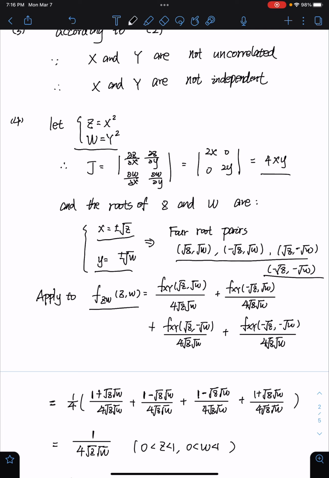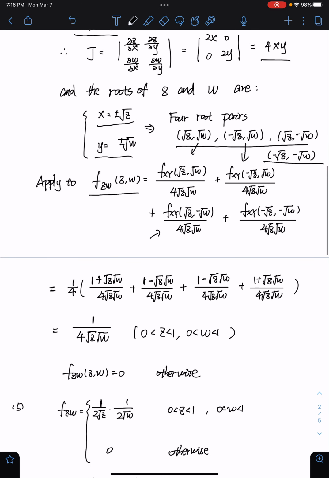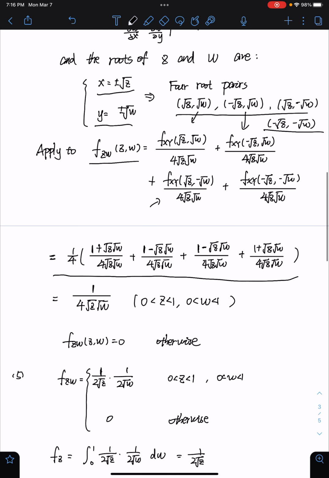We just apply these 4 roots into each part and divide by the absolute value of the Jacobian, which is 4 times the square root of z times the square root of w. Then we calculate these functions, and the result should be 1/4 times z to the power of 1/2 times the square root of w.